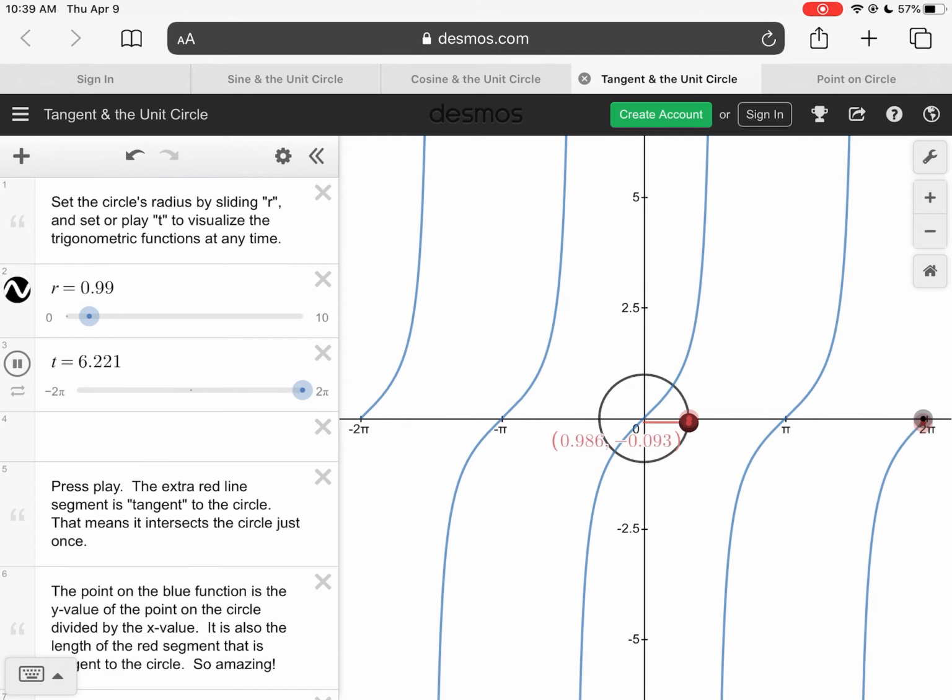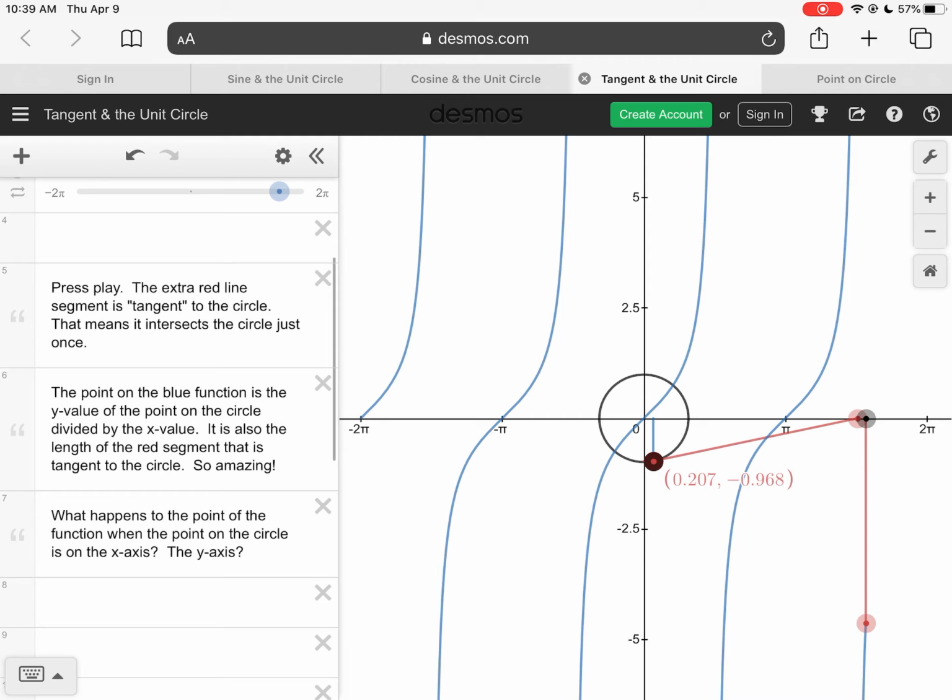So we can think of the tangent function, the tangent curve, these blue curves, as the length of this tangent line from the circle to the x-axis, or we can think of it as the y value over the x value. It's always the same.